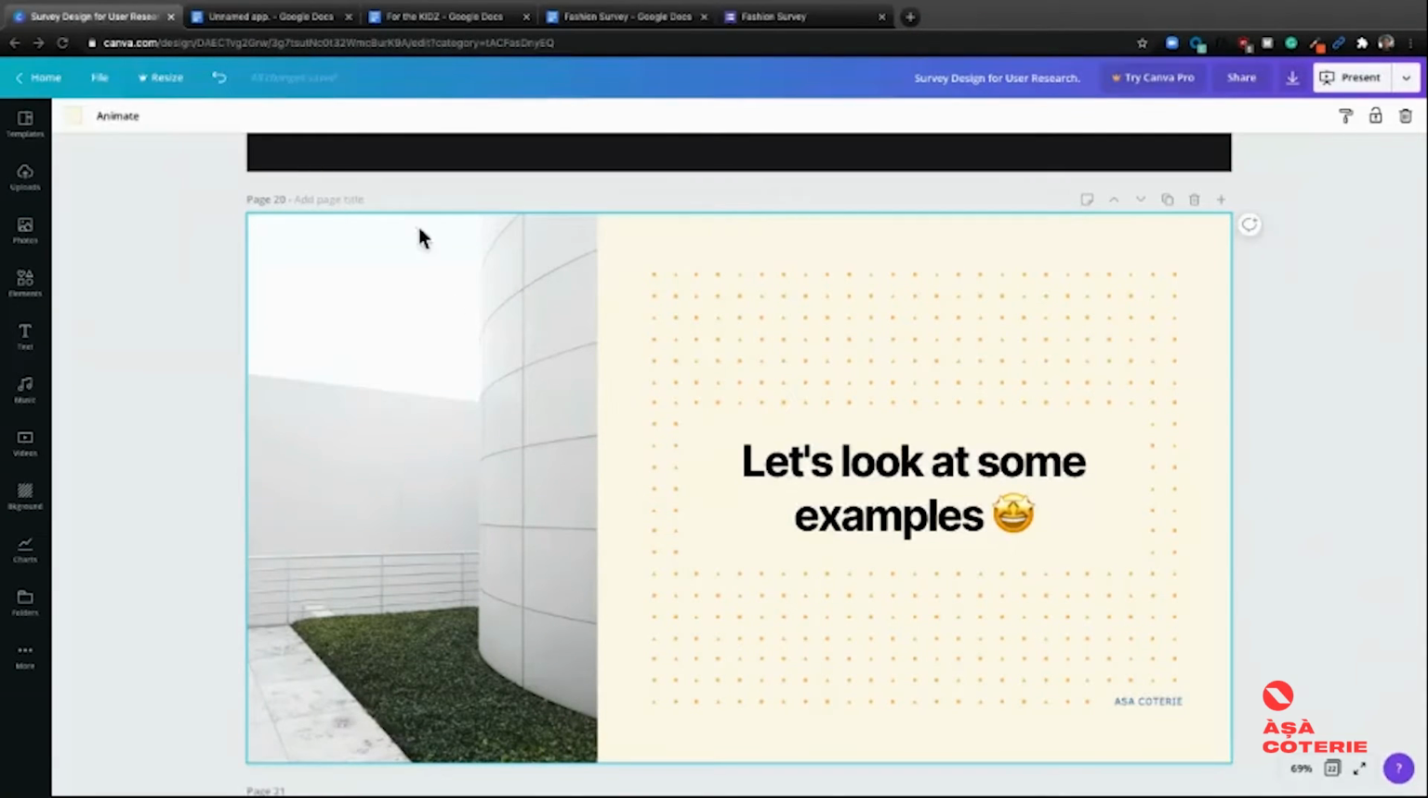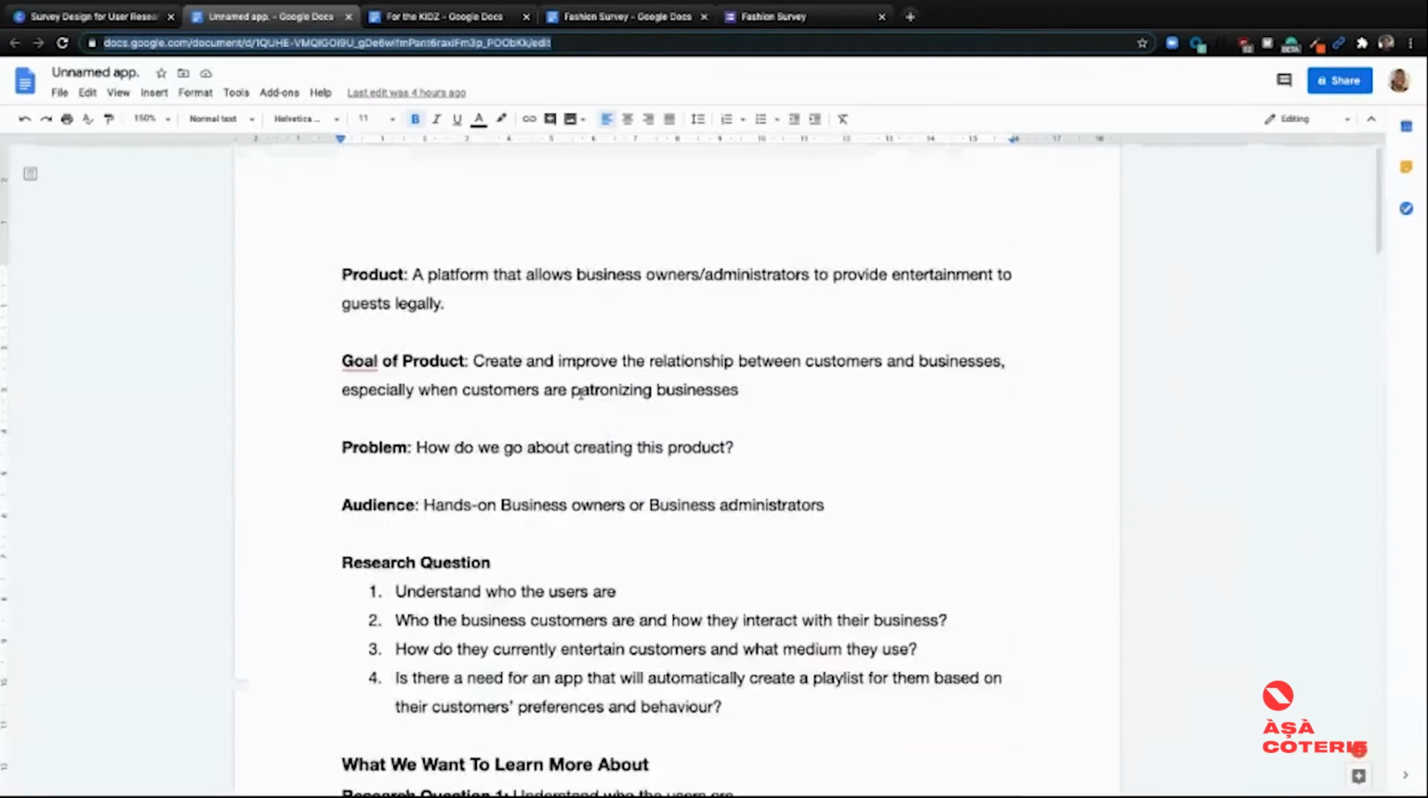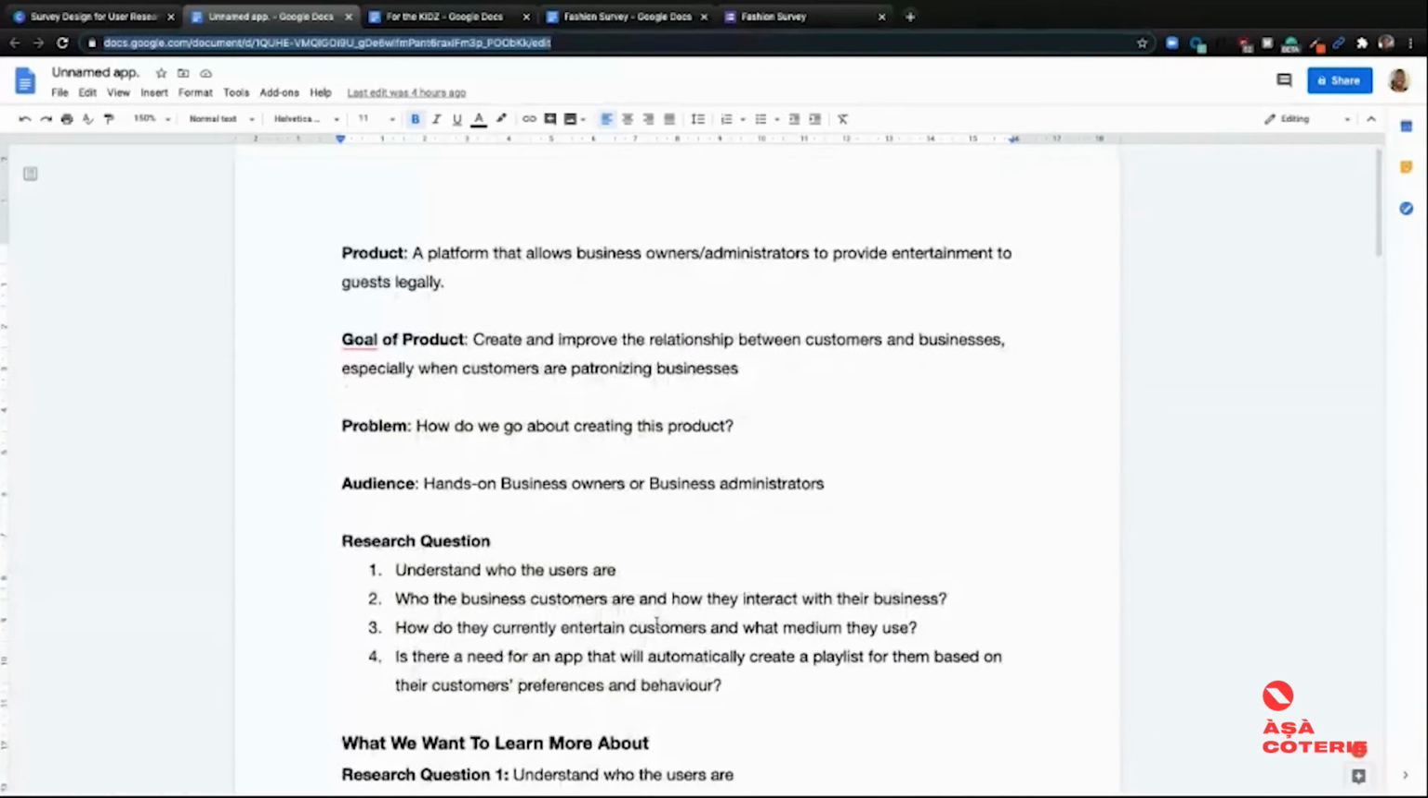Okay. So this is an unnamed app, right? The product is a platform that allows business owners or administrators to provide entertainment to guests legally, right? So they don't want to be playing music that was taken online or gotten illegally, or entertainment that was gotten illegally. They want to make sure that people are getting paid for the entertainment that they use, right? So the entire goal of the product is to create an improved relationship between the customers and the businesses, especially when the customers are patronizing the business.